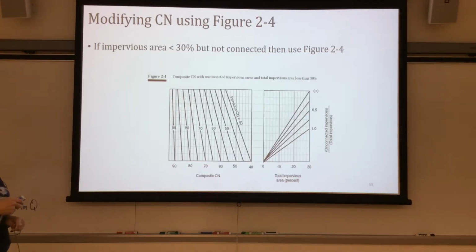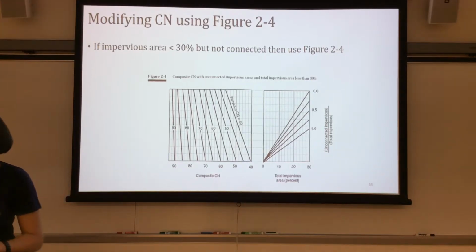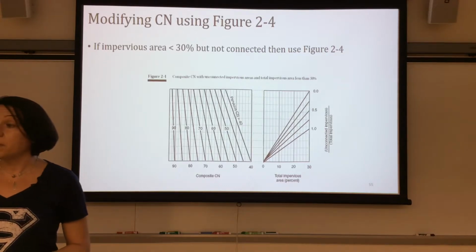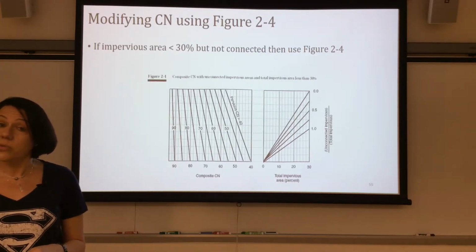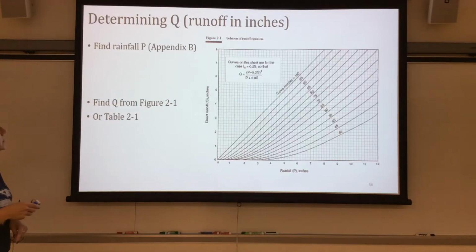If impervious is less than 30% but not connected, you use these graphs. This is really big on commercial developments like gas stations. Subdivisions not so much. A lot of it is greater than 30%, because when water hits the roads, it's already going into closed drainage systems.